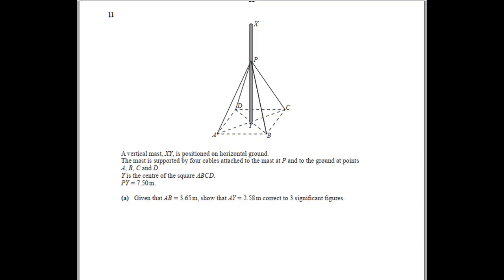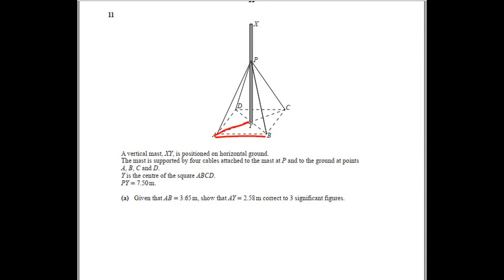11a. The vertical mast XY is positioned on horizontal ground. The mast is supported by 4 cables attached to the mast at P and to the ground at the points A, B, C, D. Y is the center of the square ABCD. PY is 7.5. So this length is 7.5. Given that AB is 3.65, this is 3.65, show that AY is equal to 2.58.